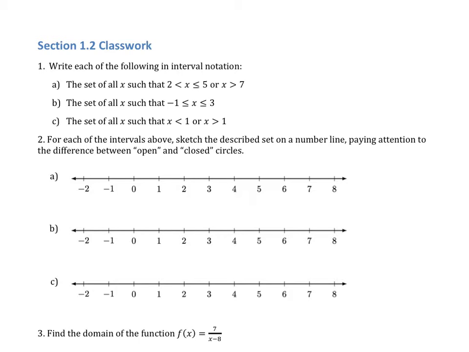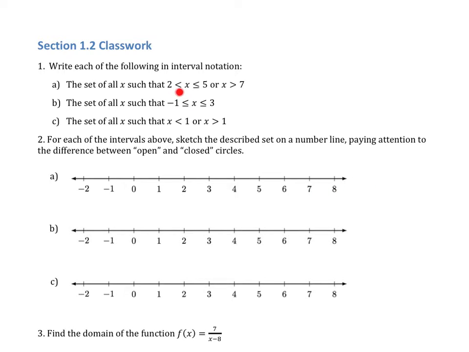So part A is asking us for values between 2 and 5, and that's exactly the same thing we did in class, but now we're saying or values greater than 7. So we're adding to the problem that we did in class. So 2 to 5 would be here to here, so everything between 2 and 5, and then greater than 7 will be out this direction.